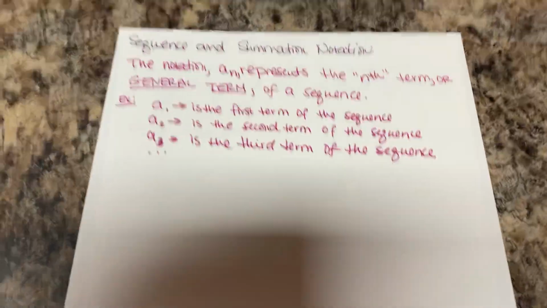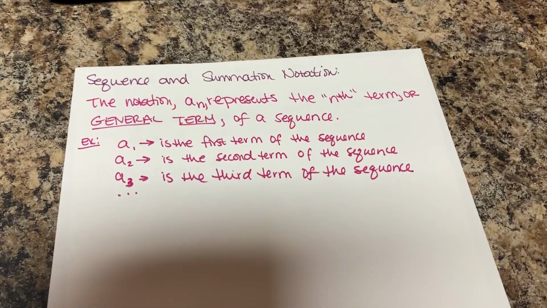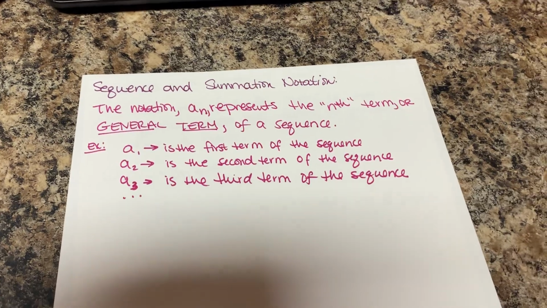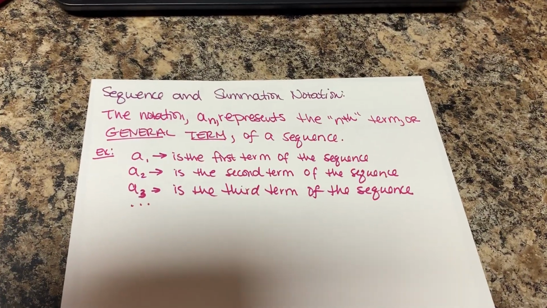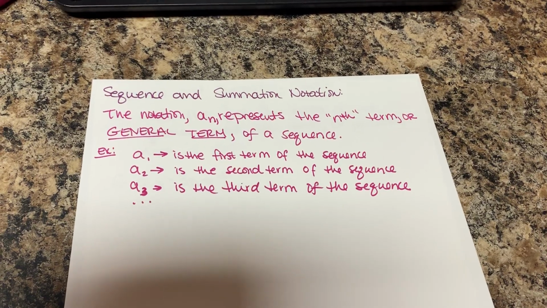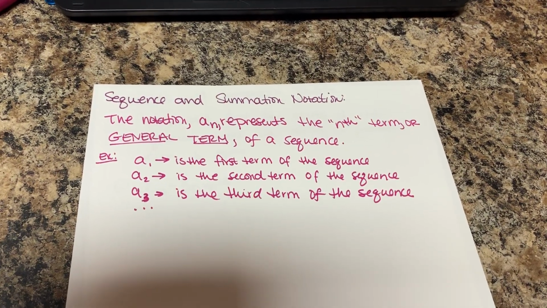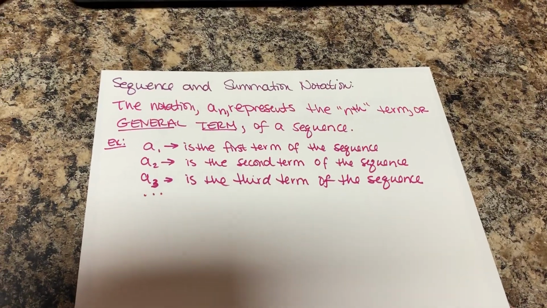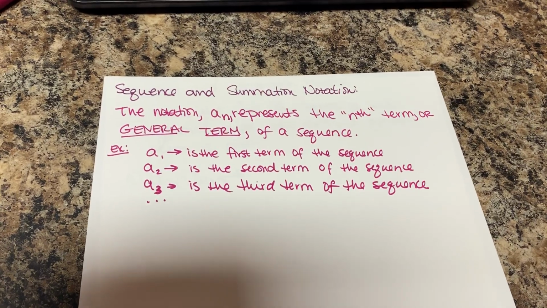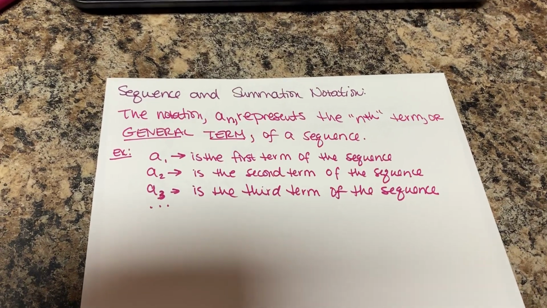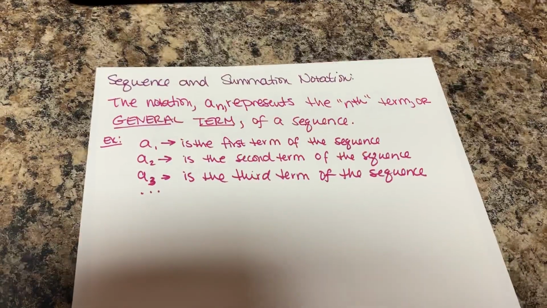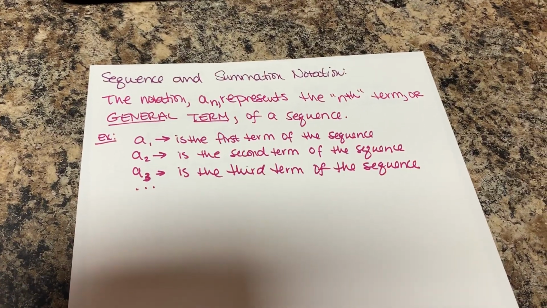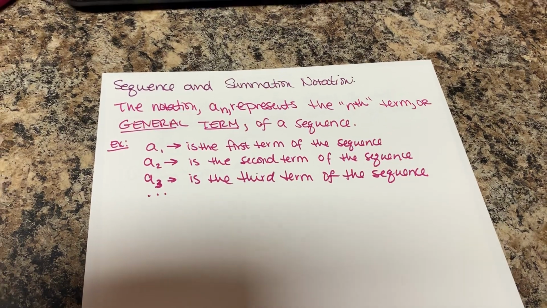Okay, so this is lesson 1. We're going to talk about sequence and summation notation. The notation A sub n represents the nth term or general term of a sequence. That sounds really complicated, but all that means is A sub 1 is the first term of the sequence, A sub 2 is the second term, A sub 3 is the third term, and on and on.